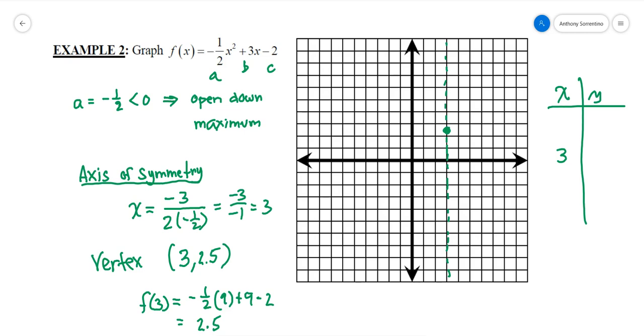If I choose 0, for instance, I always try to make sure to use 0 when I can because 0 is really easy for these. If I do f of 0, everywhere that there's an x, it will become 0. So negative 1/2 times 0 squared is 0. 3 times 0 is 0. So I'm going to have 0 plus 0 minus 2. That's a negative 2. So I know here it's going to be at negative 2. So 0, negative 2 is a point.